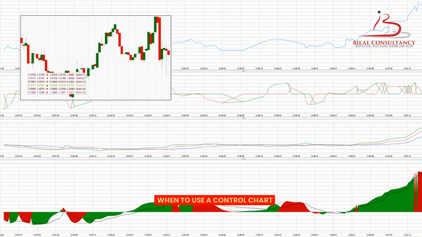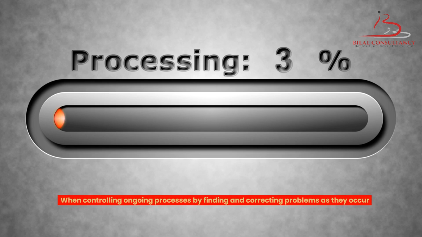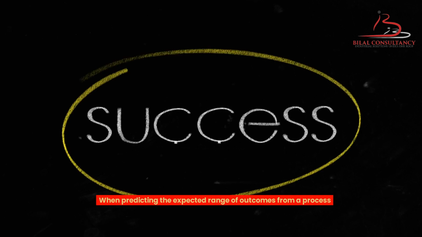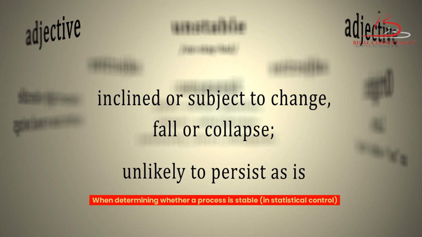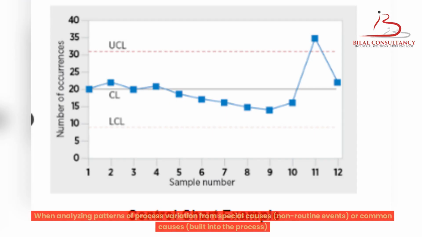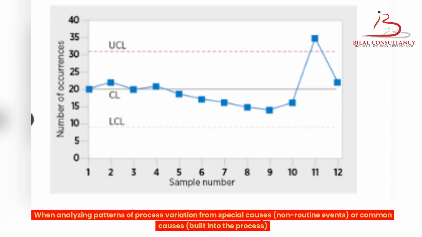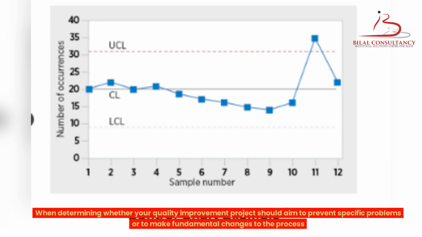When to use a control chart. When controlling ongoing processes by finding and correcting problems as they occur. When predicting the expected range of outcomes from a process. When determining whether a process is stable, in statistical control. When analyzing patterns of process variation from special causes, non-routine events, or common causes, built into the process. When determining whether your quality improvement project should aim to prevent specific problems or to make fundamental changes to the process.